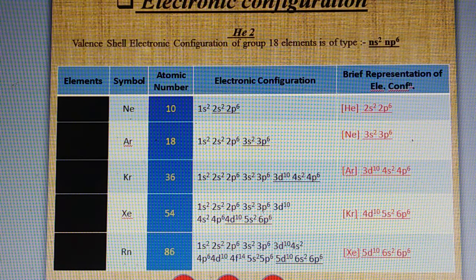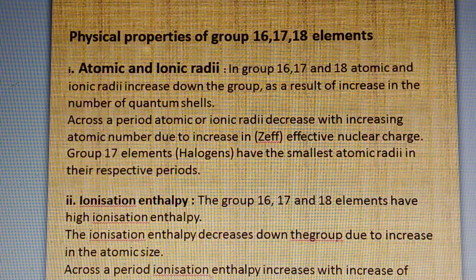So a group 16 element contains a total of 6 electrons in its valence shell, group 17 contains 7 electrons, and group 18 contains a total of 8 electrons in its valence shell. So its octet is completed.